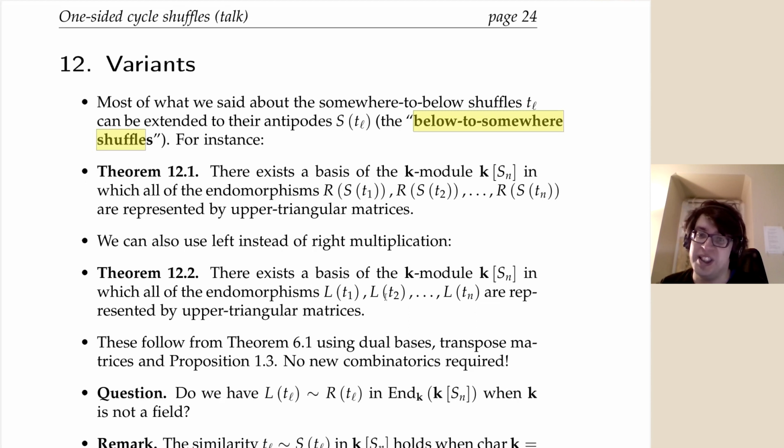Likewise, we can do the same thing for left multiplication instead of right multiplication. Everything is again upper triangular in the appropriate basis. Only problem is that this basis is now the dual basis, so it's a bit less explicit. All of this is pure algebra. We don't need any new combinatorics. It's one case where you do a bit of combinatorics and you get one result, and then the algebra lets you copy-paste this result to a few other places.